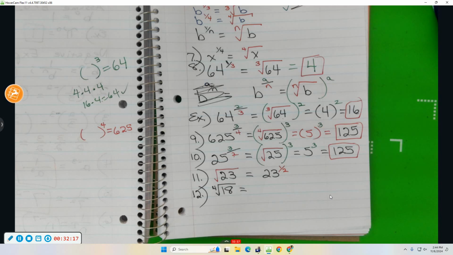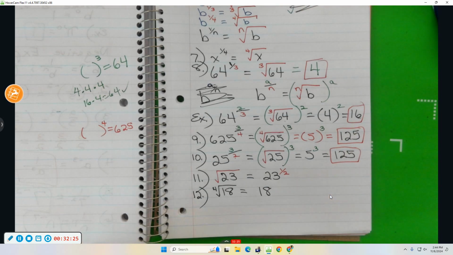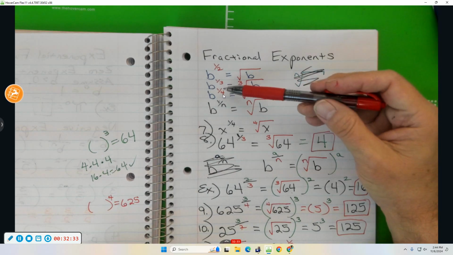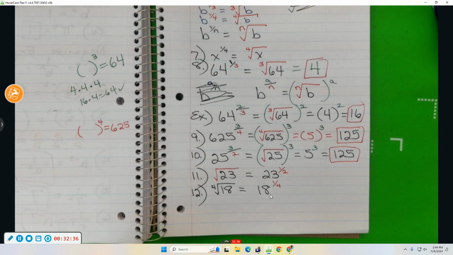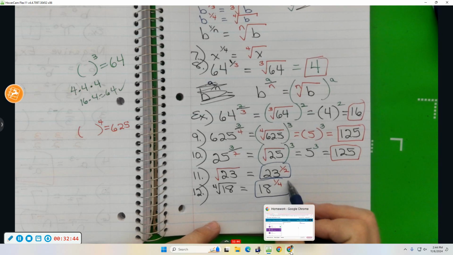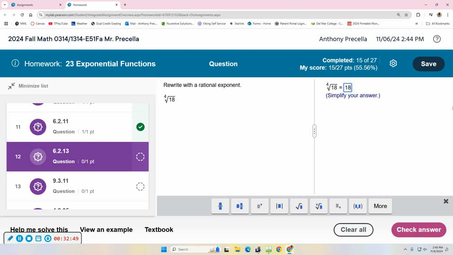They want us to write that using a rational exponent. What exponent am I going to put on this 18? I'm not going to say anything. Y'all are going to tell me. 1/4. A 4th root is the same thing as a 1/4. A 4th root is the same thing as an exponent of 1/4. Oh, I keep forgetting to box my answers in. 18 to the 1/4 power.